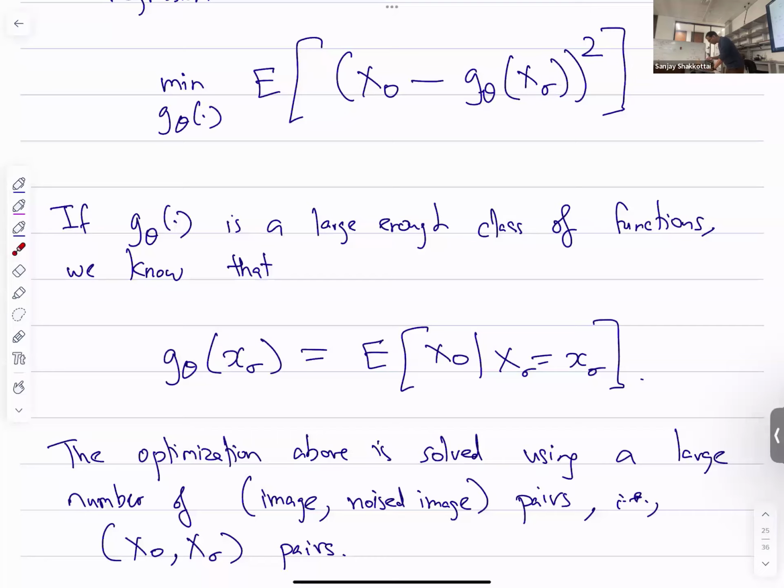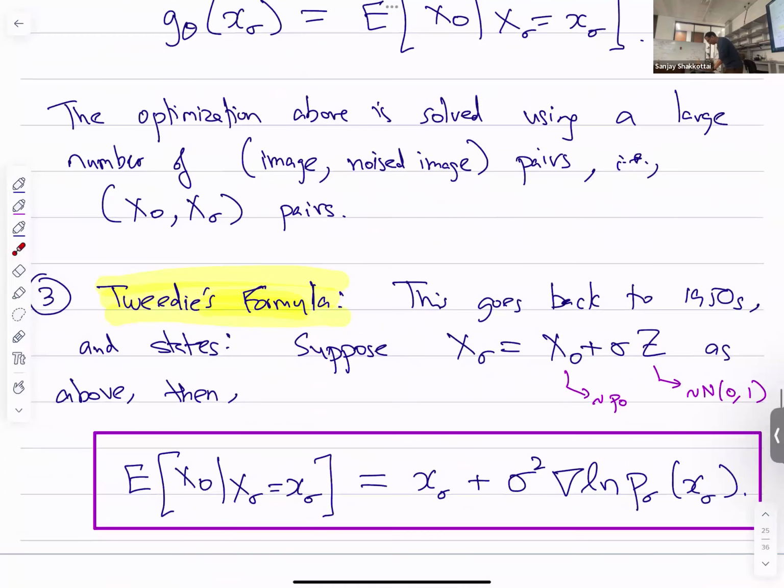Now there's an interesting property, which is Tweedie's formula. Suppose I have X0 from any distribution P0. Z is a Gaussian. I'm writing it in a scalar case. The same thing holds for vectors. And X sigma is a distribution which is from this convolution. Then the conditional expectation has a closed form formula, which is X plus sigma square times grad log P sigma of X, where P sigma is the distribution of X sigma. This is Tweedie's formula.